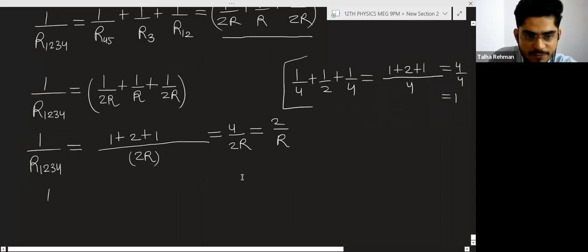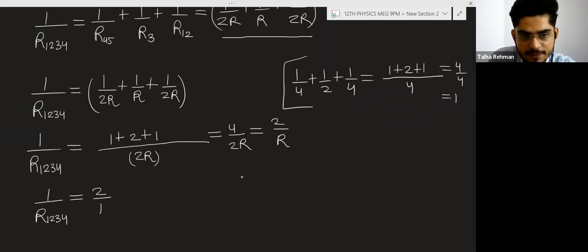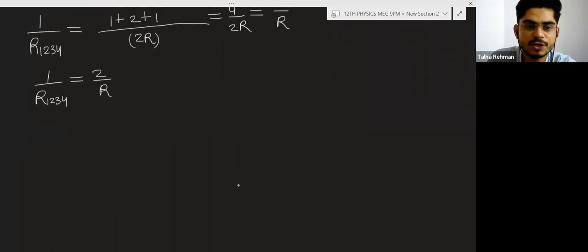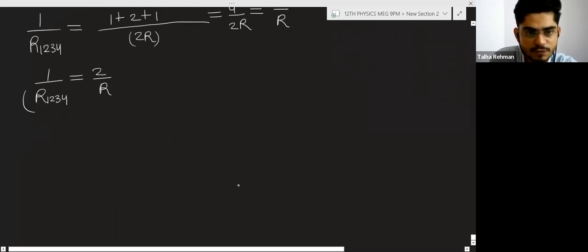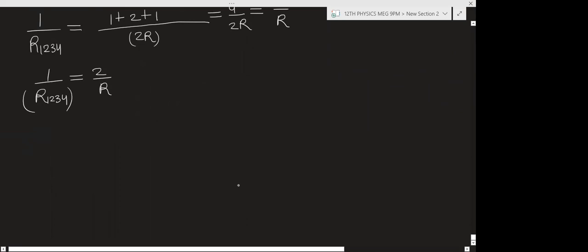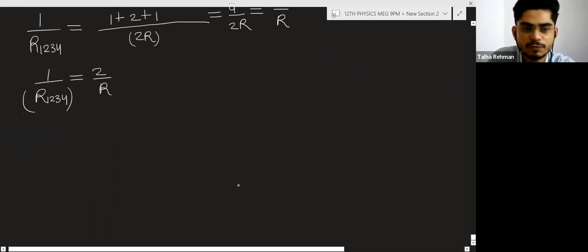So now you have 1 divided by R, 1, 2, 3, 4, and this is 2 divided by R. But we have to find R, 1, 2, 3, 4. We have to find this term. So what we will do? We will do cross multiplication. We have to find this quantity R1, this. So you will get, this is the reciprocal. Just take the reciprocal of this.